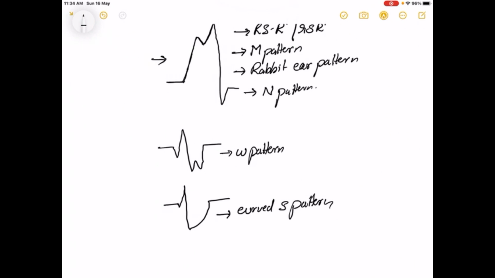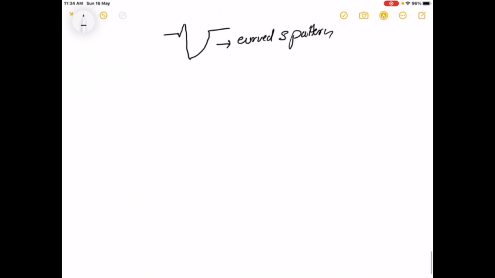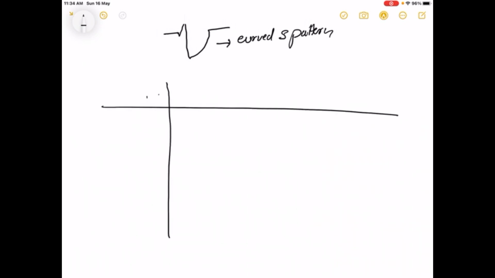So let's see how these waves are seen, how we shall identify whether it is right or left bundle branch block. Right bundle branch block and left bundle branch block. So M pattern is seen in V1.